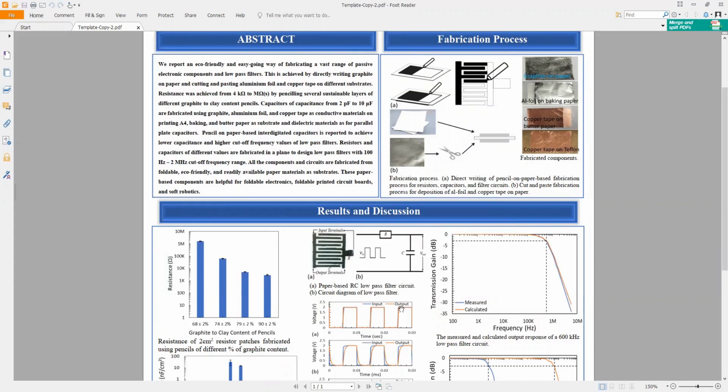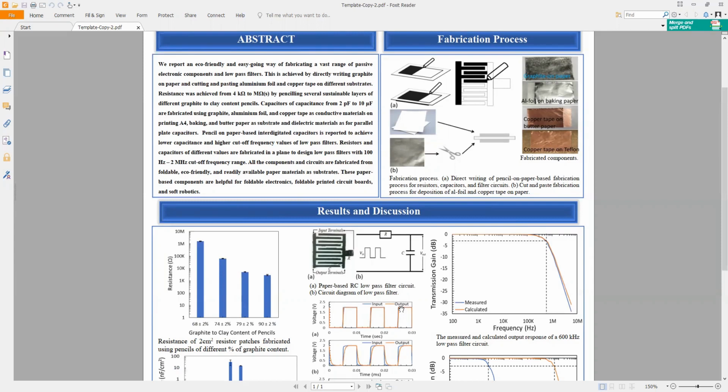After the successful fabrication of resistors, we fabricated capacitors using two different schemes: parallel plates and interdigitated capacitors. For the parallel plate capacitors, we explored three conductive materials with four different substrate materials. We fabricated them using the pencil and paper based fabrication process as well as the cut and paste fabrication process.